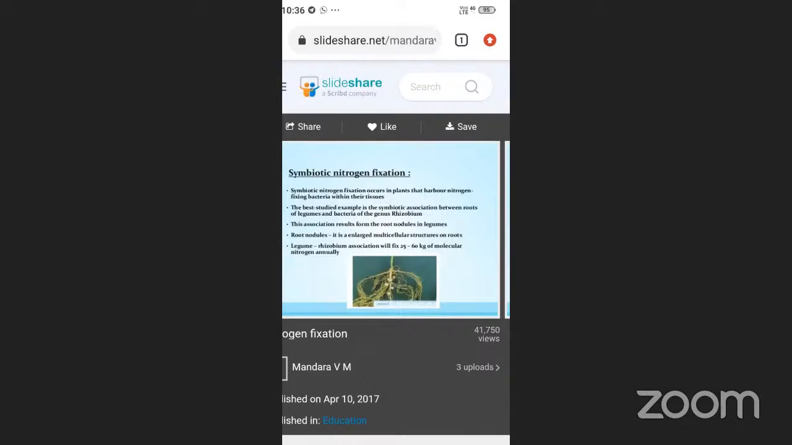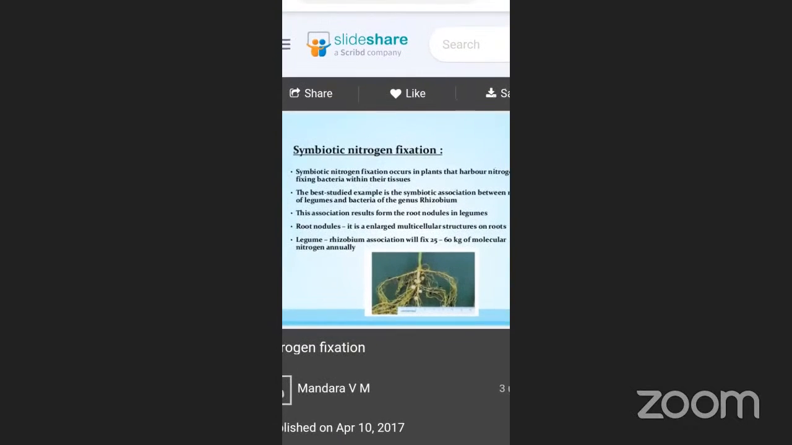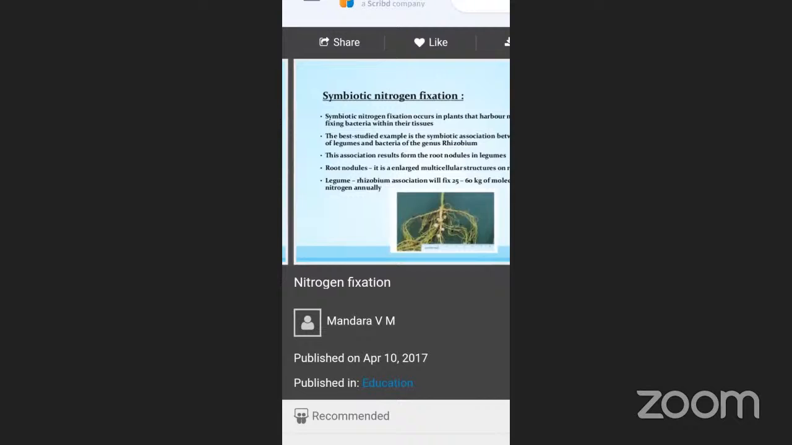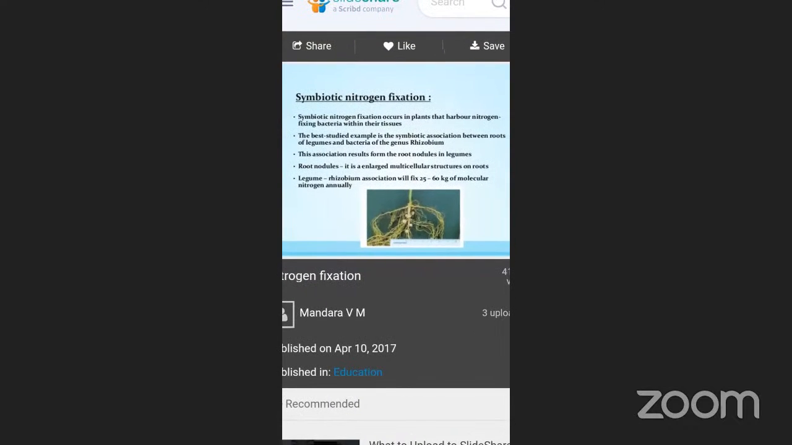So the transfer of the free inert nitrogen of the atmosphere into the fixed form by the soil with the help of microorganisms is known as biological fixation. Here some microorganisms are involved in fixing the atmospheric nitrogen into nitrites and nitrates. So this is biological nitrogen fixation.